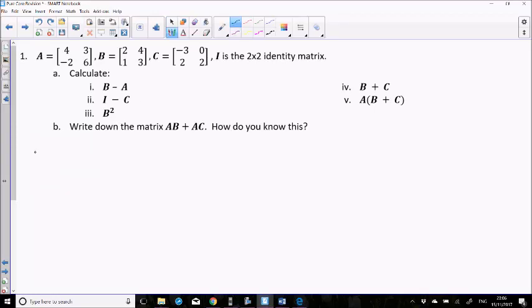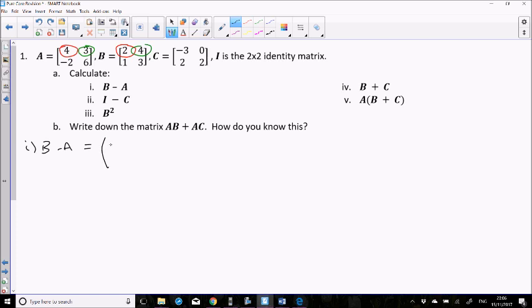In 1a, we're just doing some simple matrix addition, subtraction, multiplication. So in the first part, it wants us to do B take away A. What we're going to do here is we just subtract corresponding elements, so like this and this, and that will get us our answer.